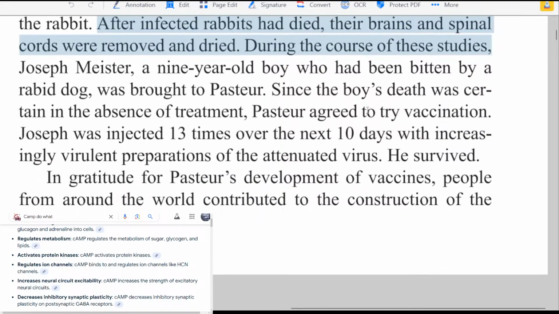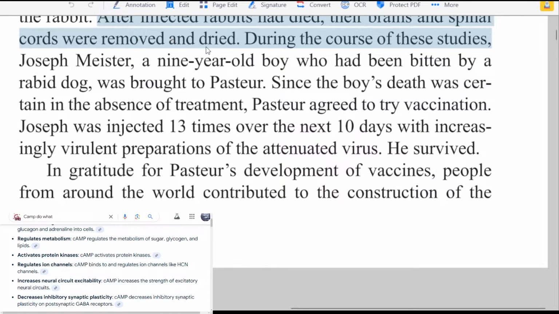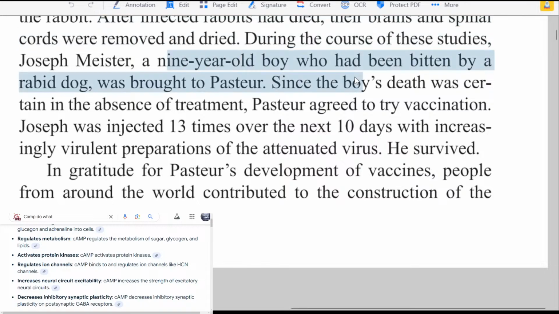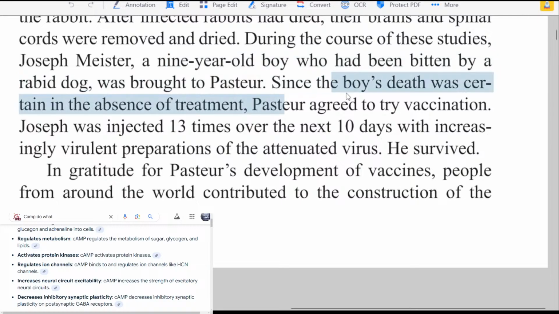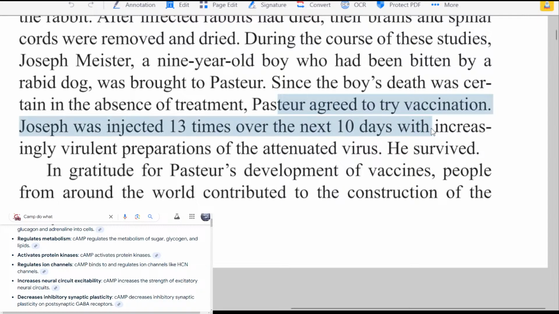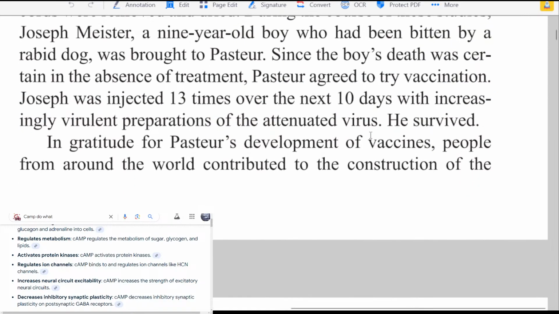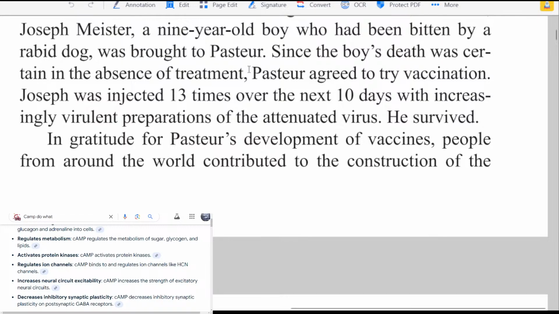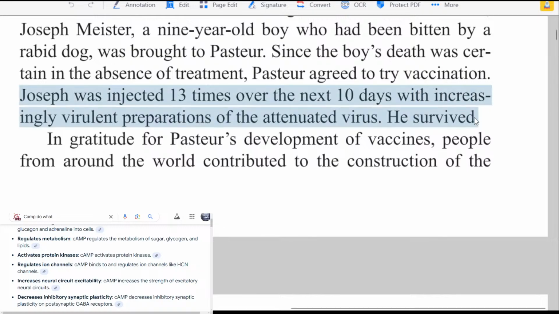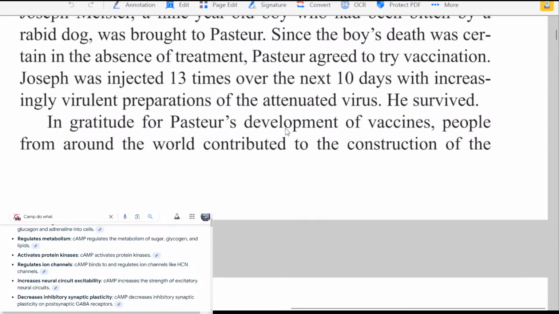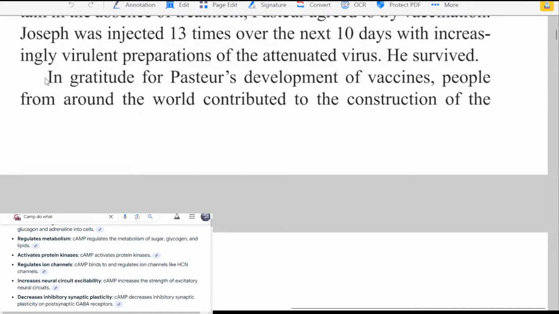During the course of these studies, Joseph Meister, a 9-year-old boy who had been bitten by a rabid dog, was brought to Pasteur. Since the boy's death was certain in the absence of treatment, Pasteur agreed to try vaccination. Alright, since the boy was going to die anyway, Pasteur said, why not experiment on him? There may be a chance for him to live. Joseph was injected 13 times over the next 10 days with increasingly virulent preparations of the attenuated virus. He survived. Well, they didn't know the mechanism, but they said, why not try it?